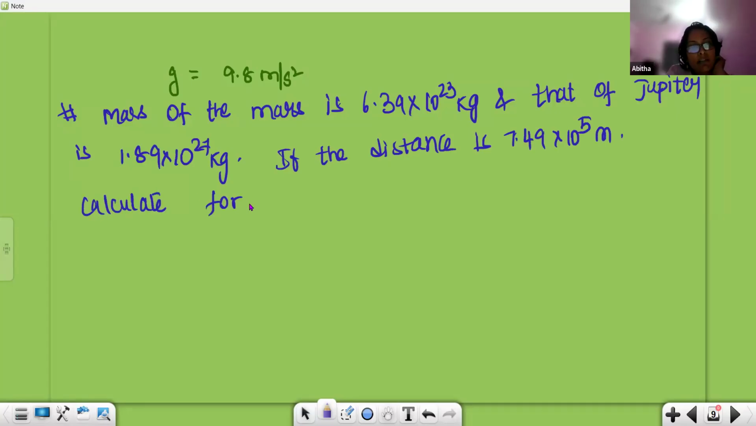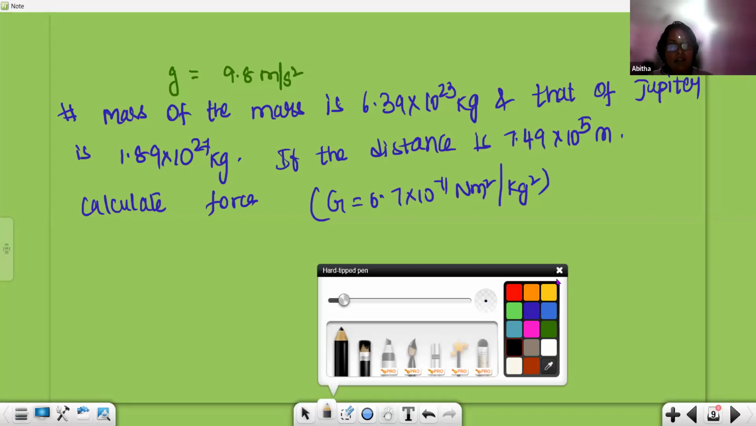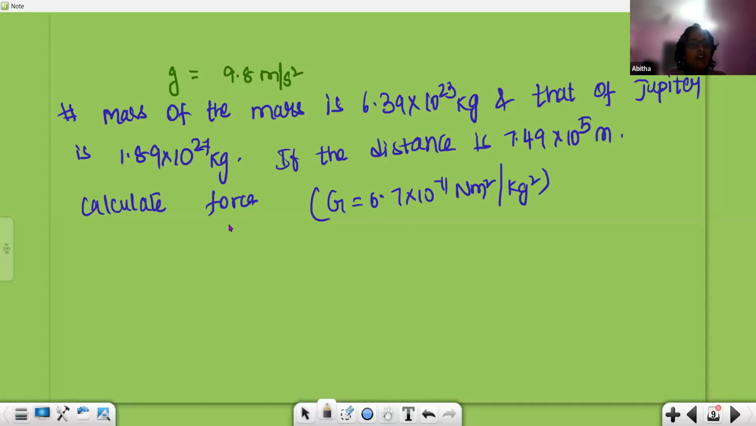So tell me what is given. Let us read the question together. So the mass of Mars is given, this value, and Jupiter is given. So what are the two objects here? We are considering one as Mars, another one as Jupiter, right? So the distance between them is given as 7.49. So what is the force? Which formula can we use?